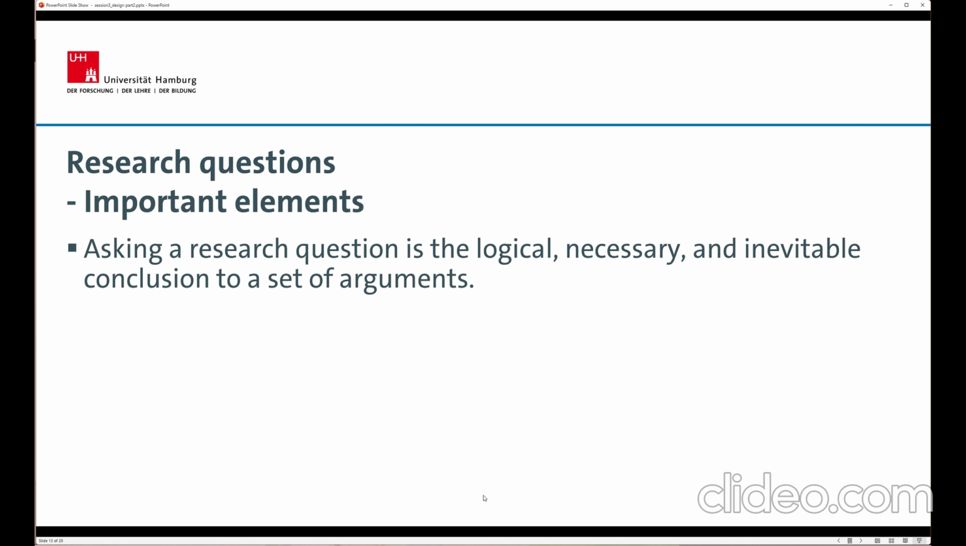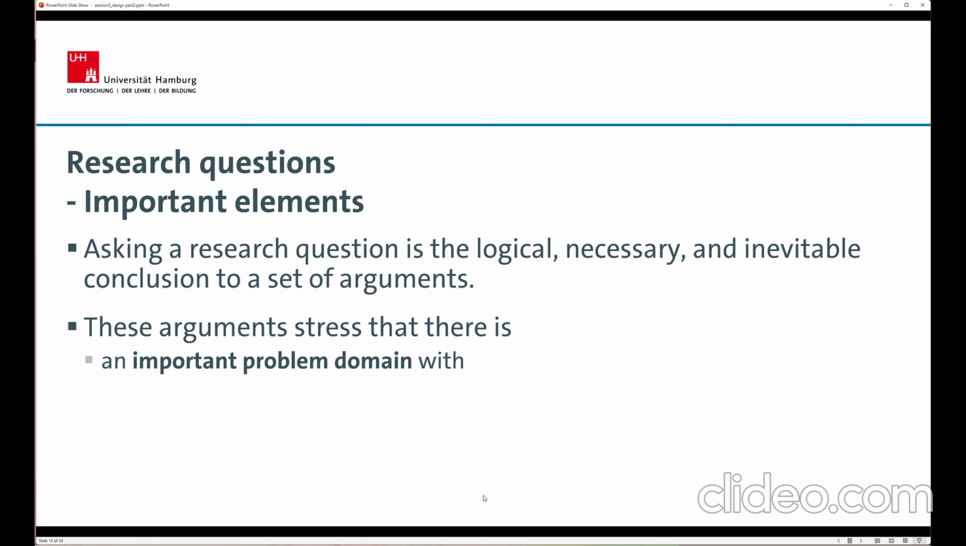Now, these are all basically things not to do. We can now turn our attention to how to find a research question, how to specify it appropriately. One way to think about it is to treat a research question as the logical, necessary, and inevitable conclusion to a set of arguments. And these arguments basically stress three things. First of all, there is an important problem domain. This could be technology in healthcare. That is a broad field that is important.